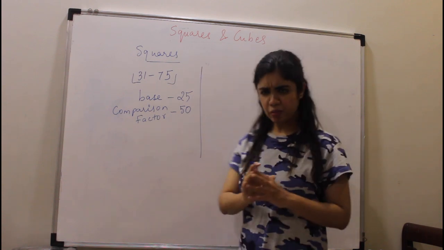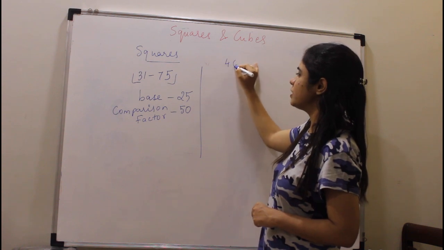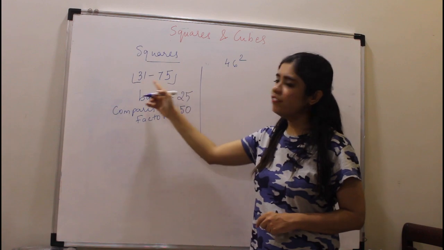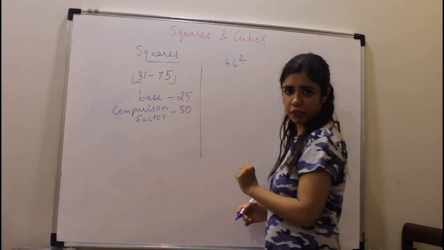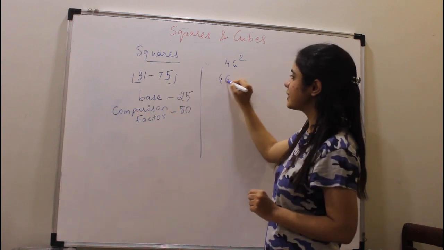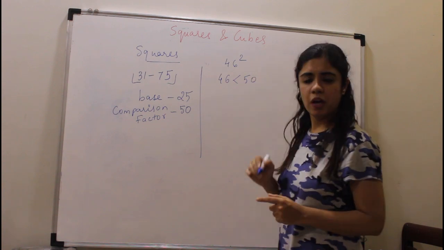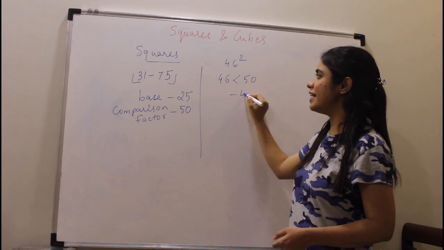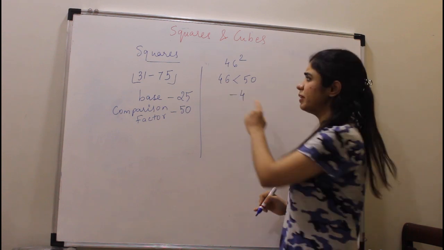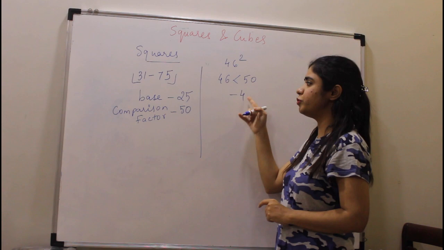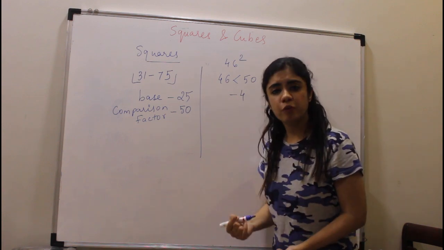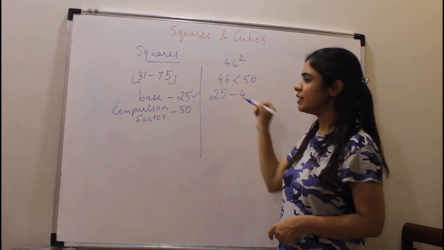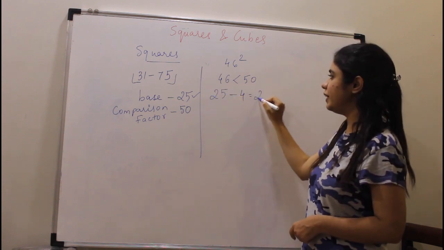Let's understand. Suppose I ask you, what is 46 square? You're going to compare every number with respect to 50. So 46 is less than 50. My question is, how much less? 46 is 4 less than 50. Because my number is 4 less than 50, I'm going to subtract 4 from the base. So it will be 25 minus 4, which will give you 21.